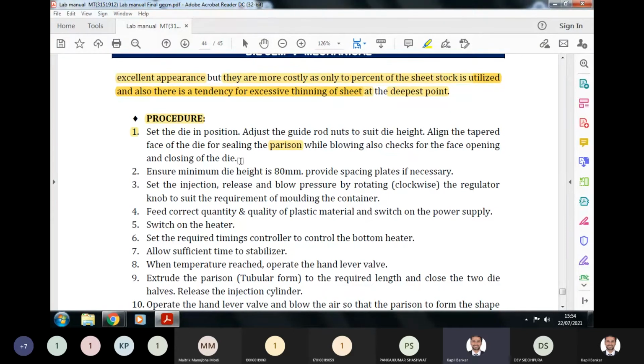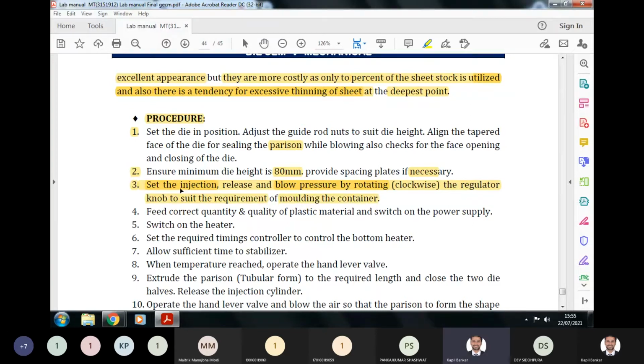Second step is to ensure the minimum die height is 80 mm, which is the specification for this 200 ml bottle. For a different machine or different product, the height of the die may vary, and provide spacing plates if necessary. Third, set the injection, release and blow pressure by rotating the regulator knob to suit the requirement of the molding container.